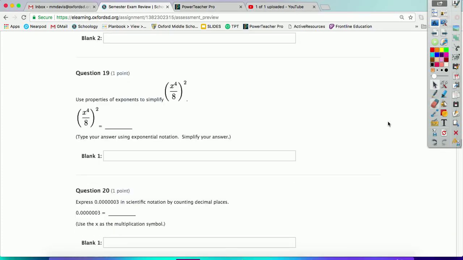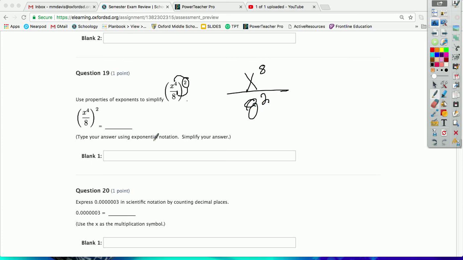All right, number 19, you need to distribute this exponent to both the top and the bottom. Remember, 8 has an understood 1 with it. When we have power to a power, we are multiplying those exponents, so this would be x to the 8th over 8 to the 2nd power. We could calculate the bottom, but they say leave it in exponential notation, so we're going to leave it that way. It would be typed in x to the 8th over 8 to the 2nd. That is what it would look like.